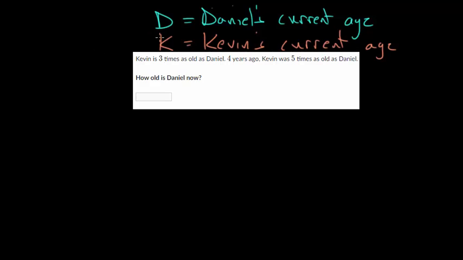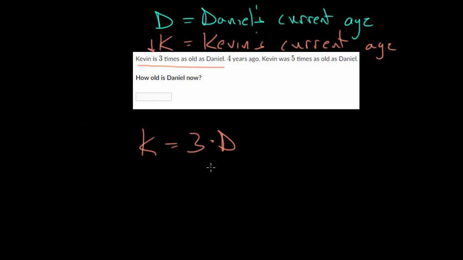So let's see if we can figure out the equations here. So let's start with this first piece of information. Kevin is 3 times as old as Daniel. Notice the verb is, that verb to be, that's our equal sign. So it's saying Kevin, and this again is talking about his current age. So K for Kevin equals 3 times as old as Daniel. And again, it's Daniel's current age, and times tells us that we're multiplying. So Kevin is 3 times Daniel's age.